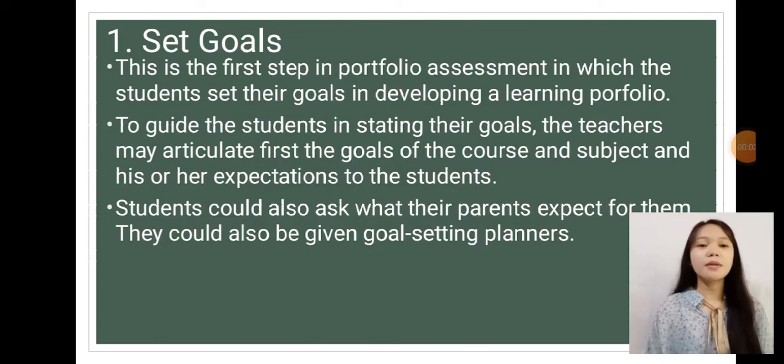This is the first step in portfolio assessment in which the students set their goals in developing a learning portfolio. To guide the students in stating their goals, the teachers may articulate the goals of the course and subject and his or her expectation to the students. Students could also ask what their parents expect for them so that they could also be given goal-setting planners.